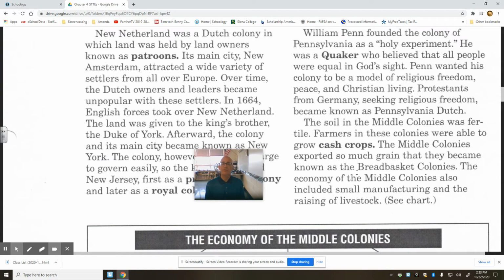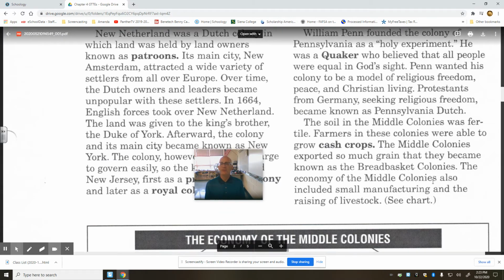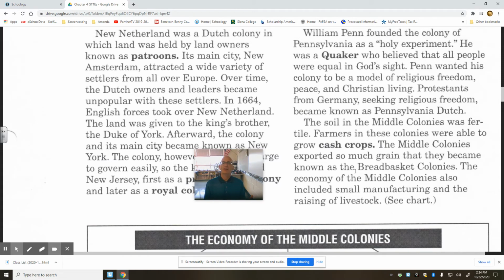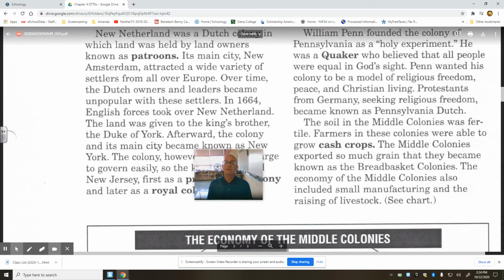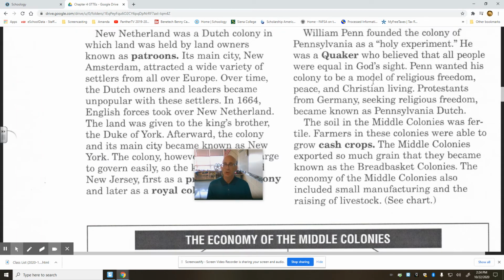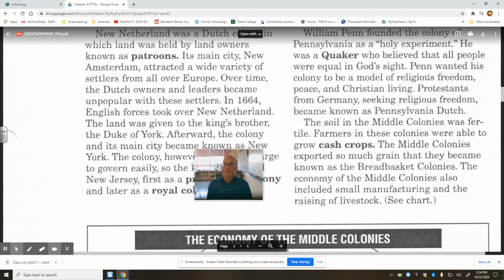The economy of the Middle Colonies also included small manufacturing and the raising of livestock. And we'll talk in a moment about the chart below, but today in the United States, the middle states, which in those days were the Middle Colonies, are really considered New York, Pennsylvania, Delaware, and New Jersey, okay?